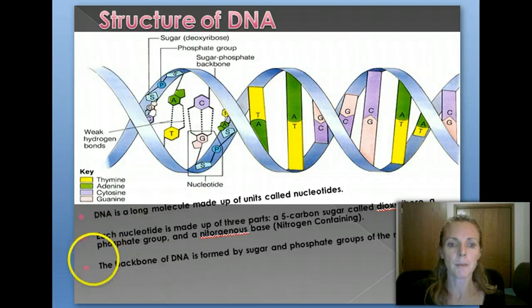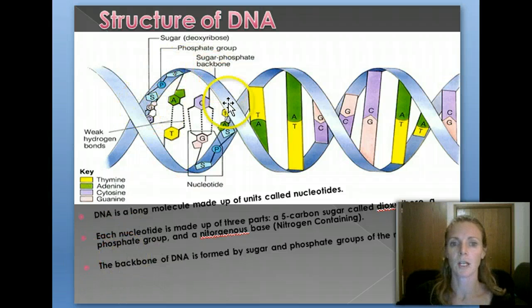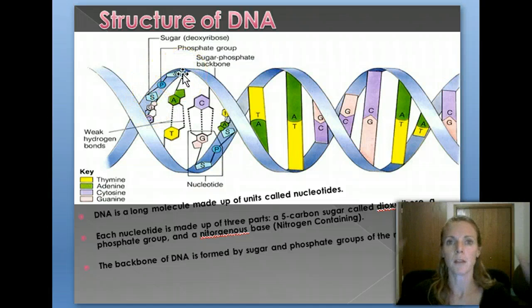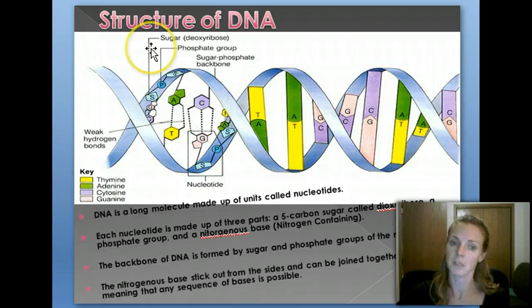The backbone of the DNA is formed by a sugar and a phosphate group. If you notice right here, it's showing this ribbon-looking part. That's the backbone. You can see that you have the sugar group and the phosphate group. Those make up the sides of the ladder. Not the rungs, but the sides. So, the backbone. Easy, right?